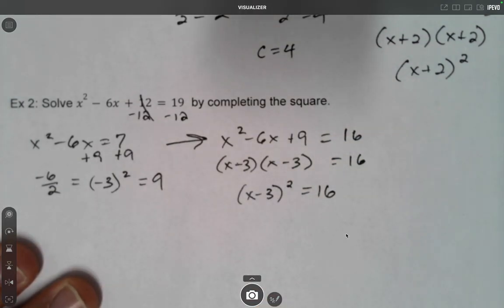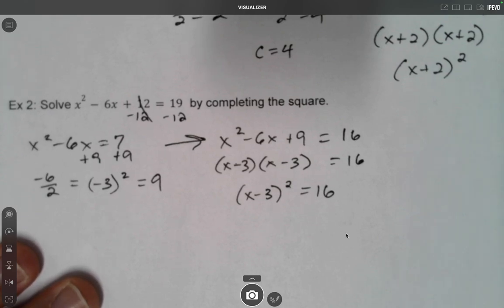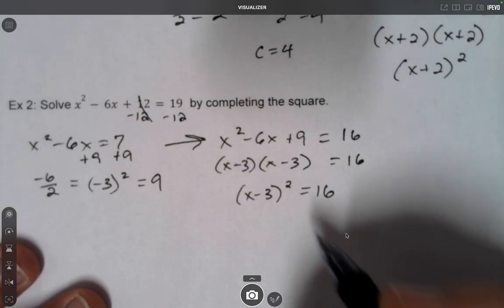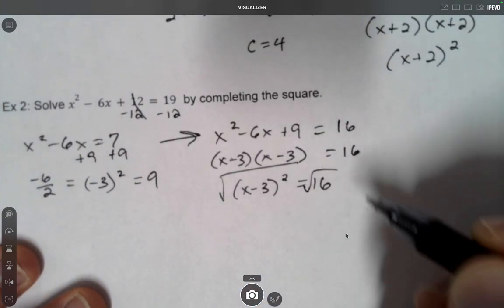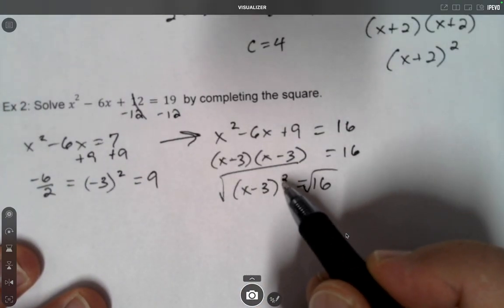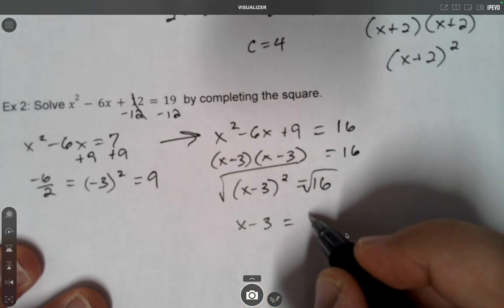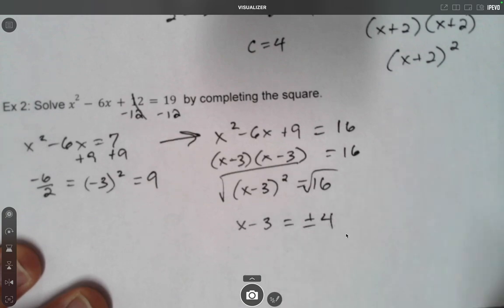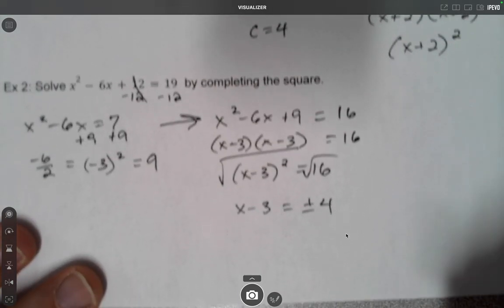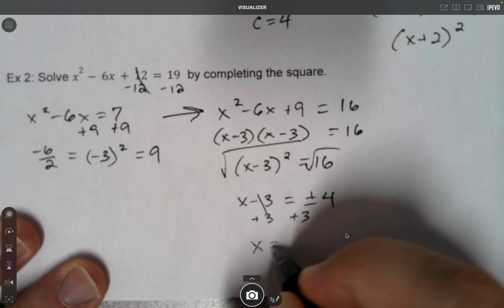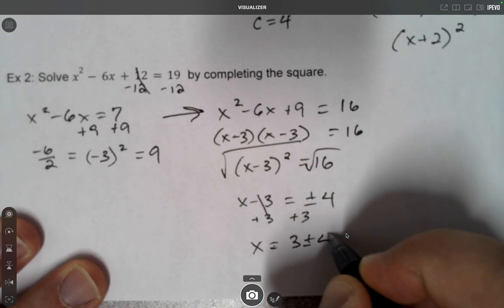Now it's okay if you don't, but if you remember, in a previous lesson we showed solving quadratic equations could be this method right here, where we have something squared equal to a number. Now we take the square root of both sides. The square root and the squared cancel out, leaving x minus 3. The square root of 16 is plus or minus 4. Then we add 3 to both sides. So we get 3 plus or minus 4.